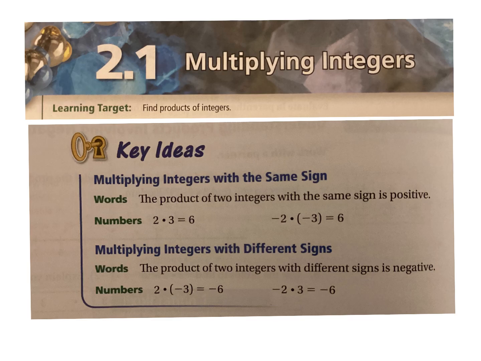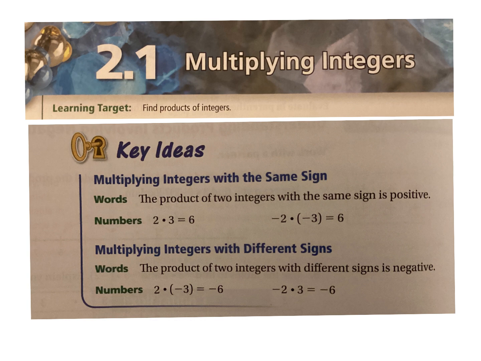This is chapter 2, and chapter 2 is all about multiplying and dividing rational numbers. So we're going to start with 2.1, which is multiplying integers. And integers we know as whole numbers that are positive and negative, and zero. So we're not going to deal with any fractions or decimals yet.